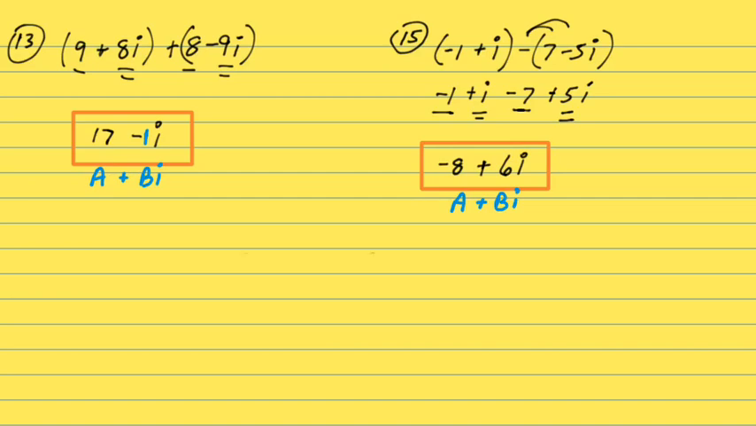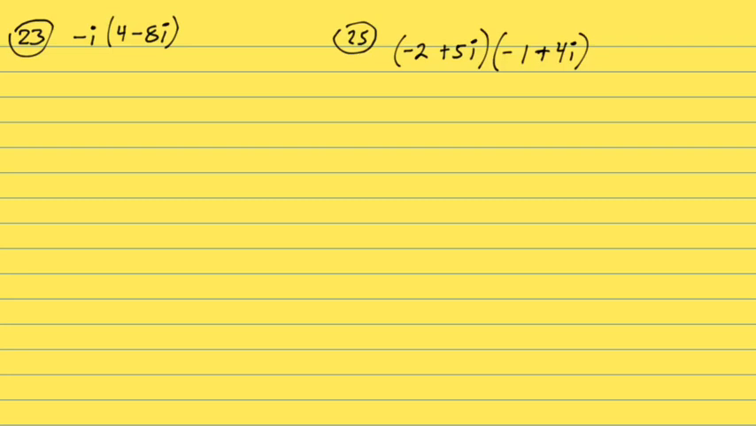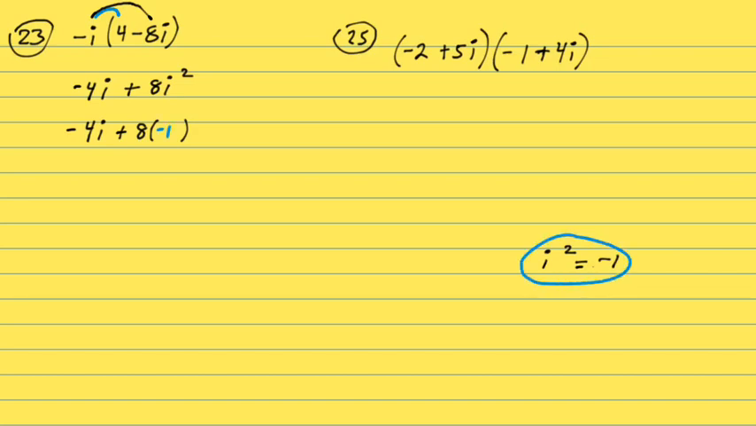Okay, we're going to keep moving. We did an addition, we did a subtraction. Looks like now we're going to do multiplication. Negative i times 4 is negative 4i. A negative times a negative is a positive, and it would be 8, and i times i is i squared. If I haven't told you before, you do need to know that i squared is negative 1. So this i squared I'm going to call a negative 1 because that's what i squared is. So you have negative 4i minus 8.